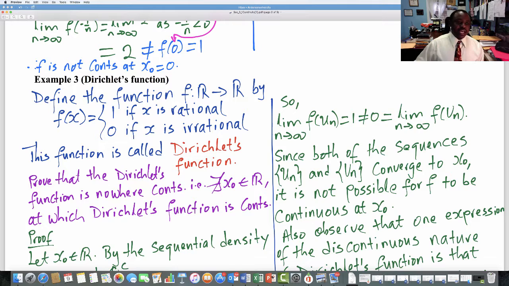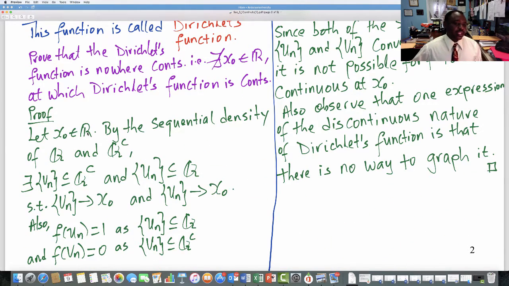We want to prove that the Dirichlet's function is nowhere continuous, i.e. there is no x0 such that our function would be continuous. Interesting. So how are we going to do this? We have to show that if I pick an x0 at random and find a sequence that converges to x0, f of that sequence cannot converge to f of x0. Let's go ahead and show you how we do that.